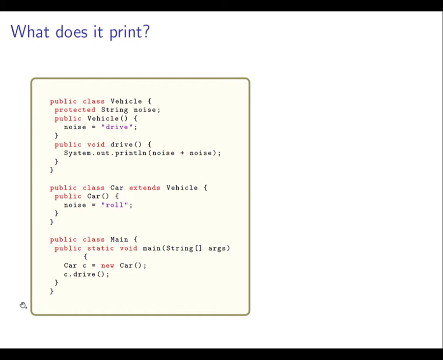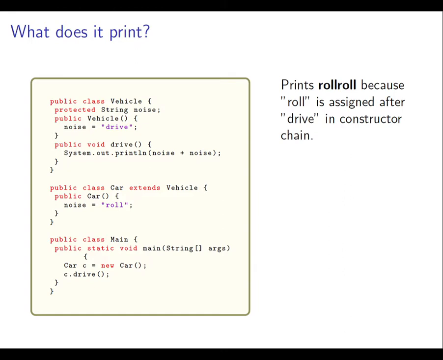To do some, what does it print? Have a look at this. When you're confident you know what it prints, keep going. This prints roll roll, because it says roll is assigned after drive in the constructor chain.